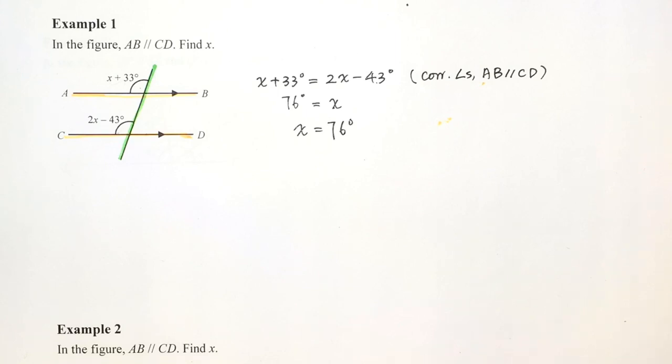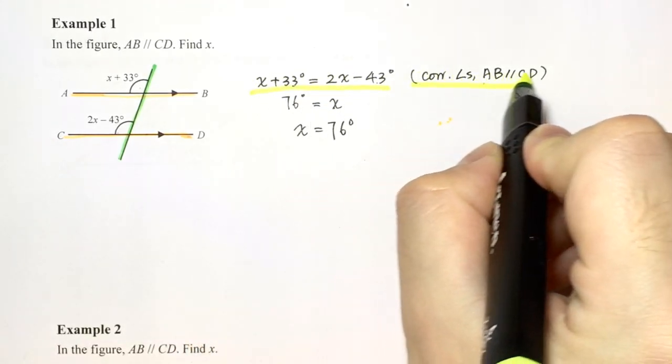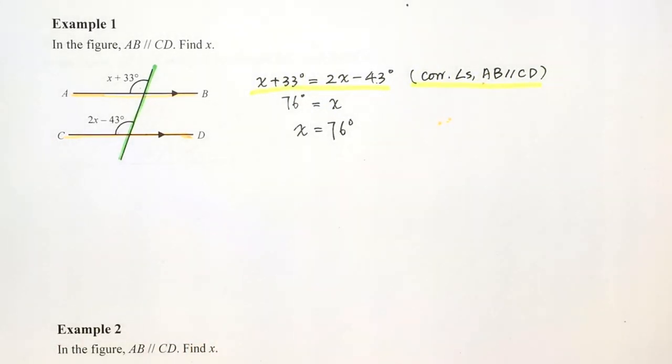Okay? So one reminder: the first line is very, very important, to show the reader what is going on. Okay?